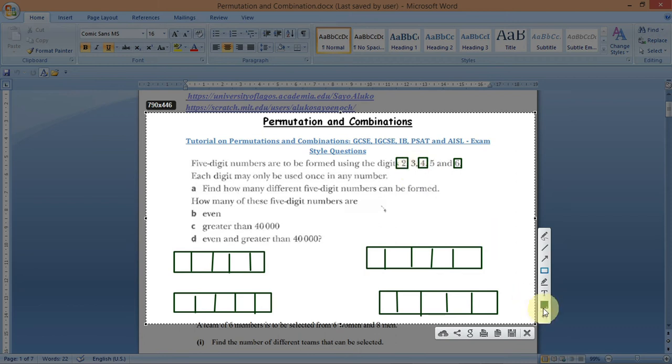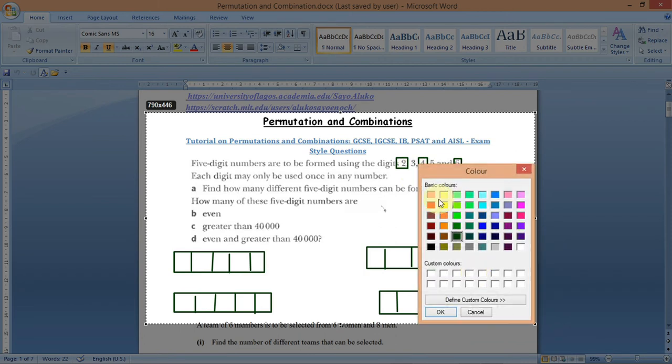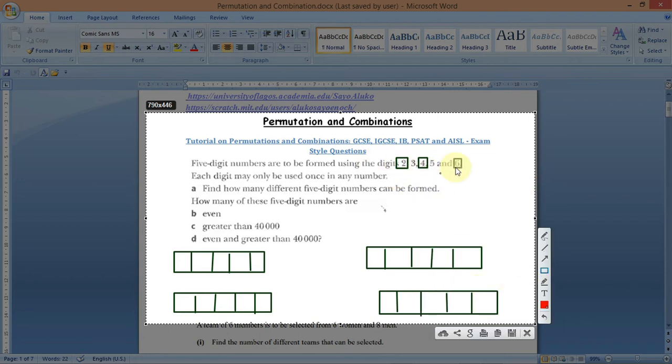So in that case, let me put it in red. Any of these three can end, provided I'm only considering even numbers. But now I need to consider greater than 40,000. In that case, any of these red ones can start. So 6 can start to be greater than 40,000, 5 can start, and 4 can start.